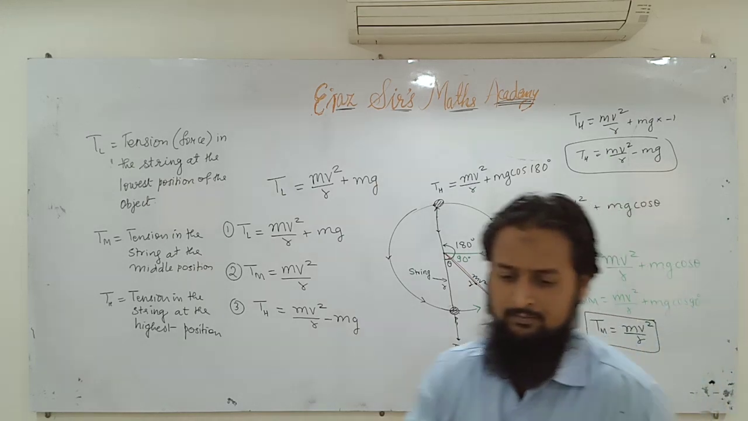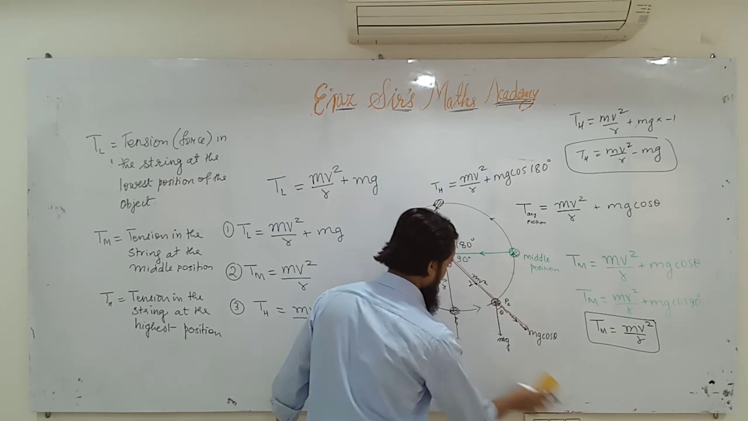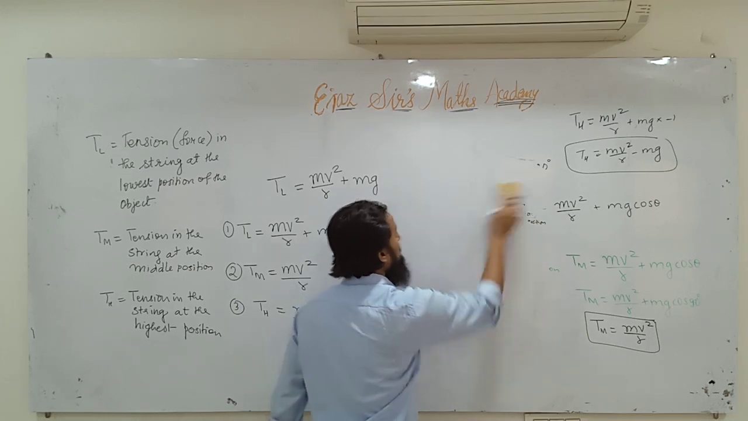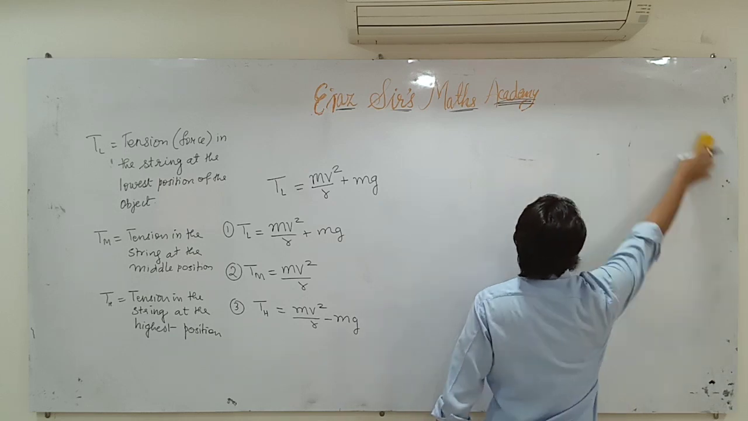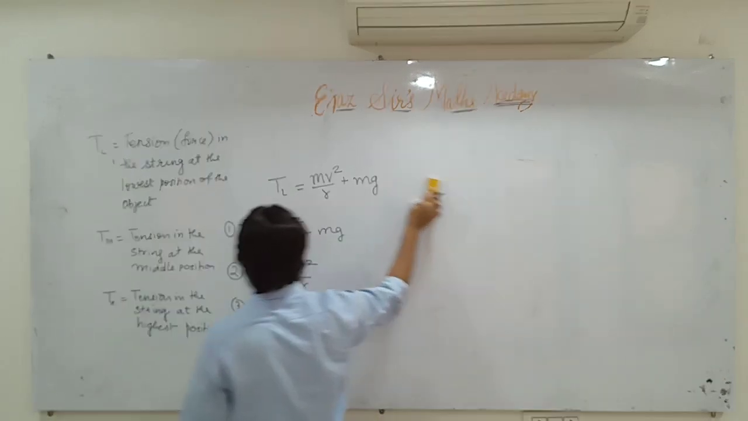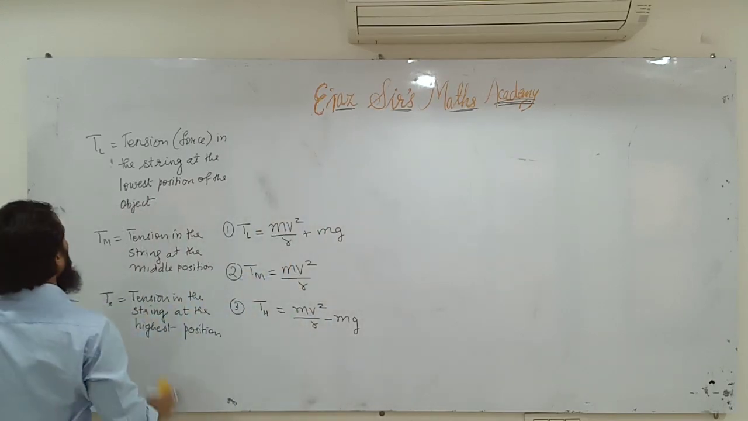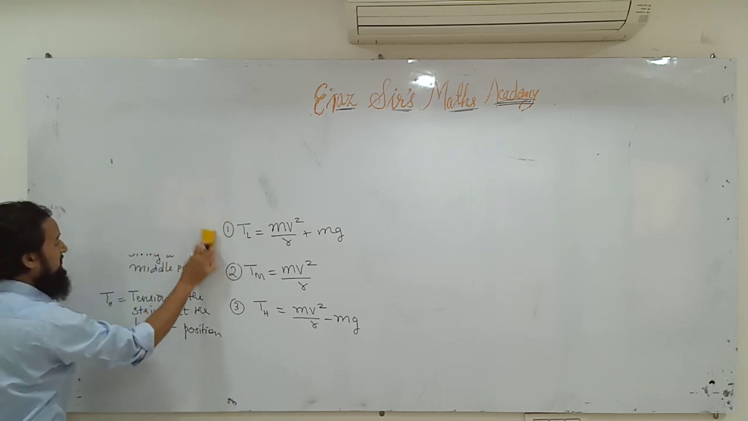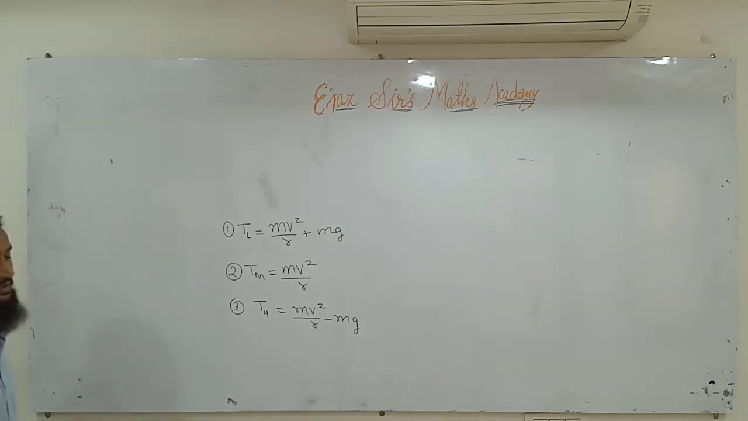Alright, done. TL is tension in the string at the lowest position, Tm is the tension in the string at the middle position, Th is the tension in the string at the highest position.